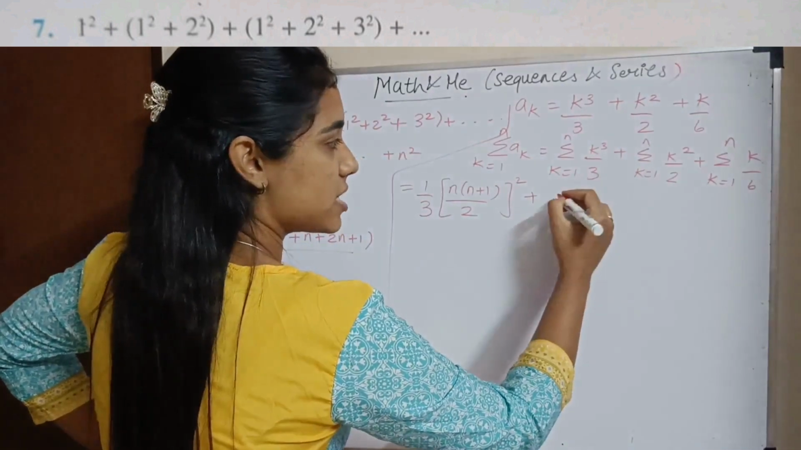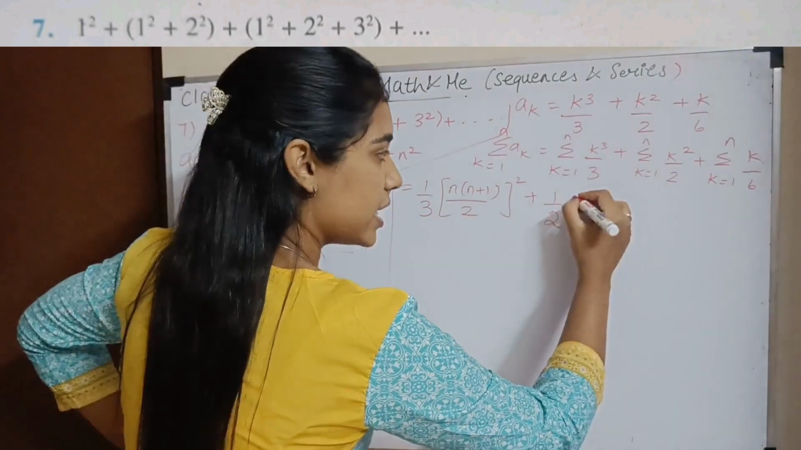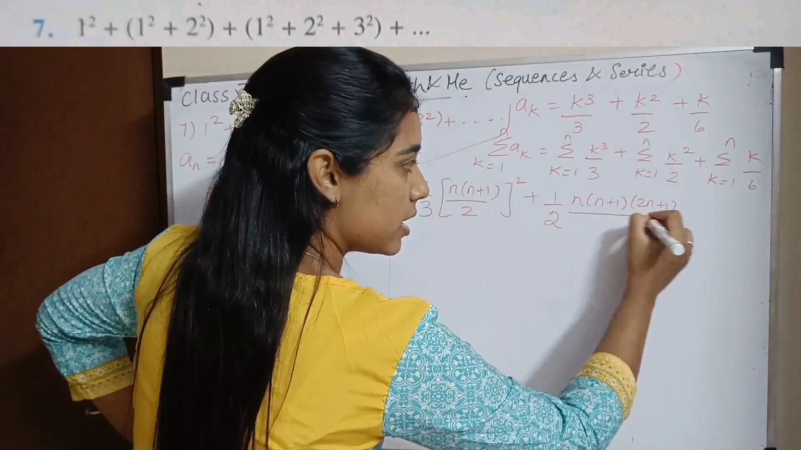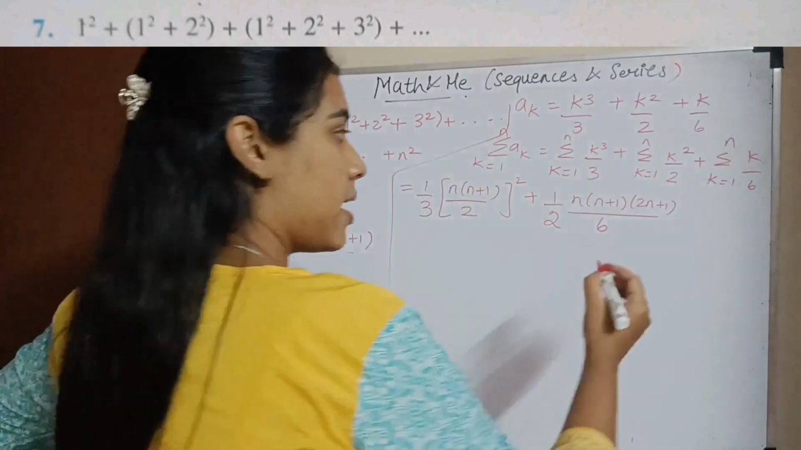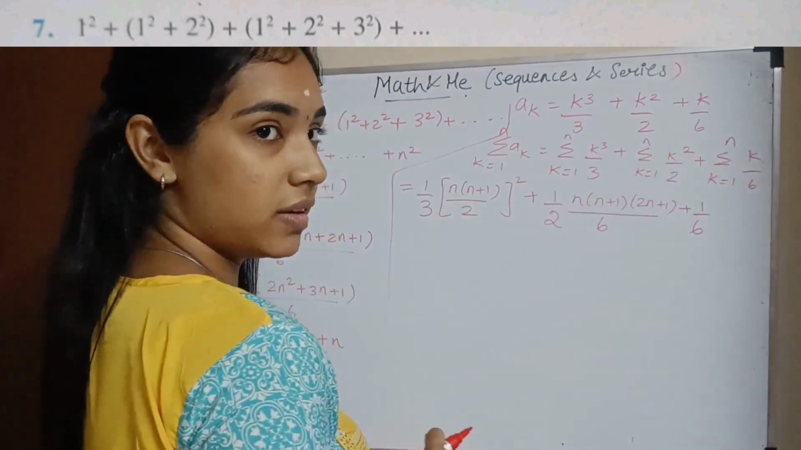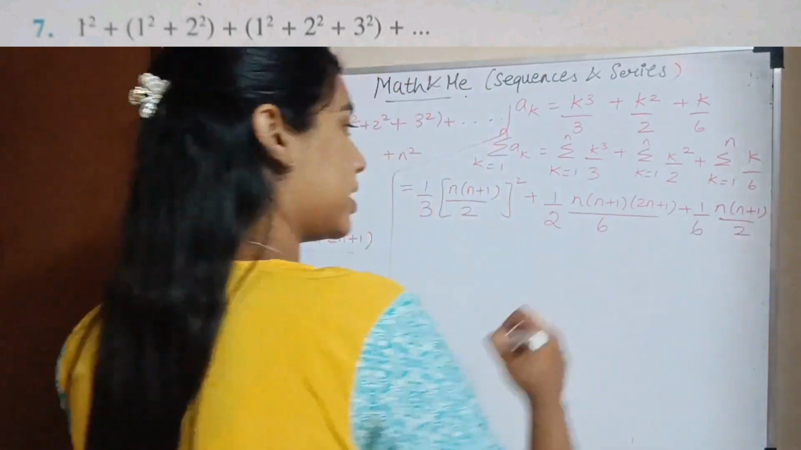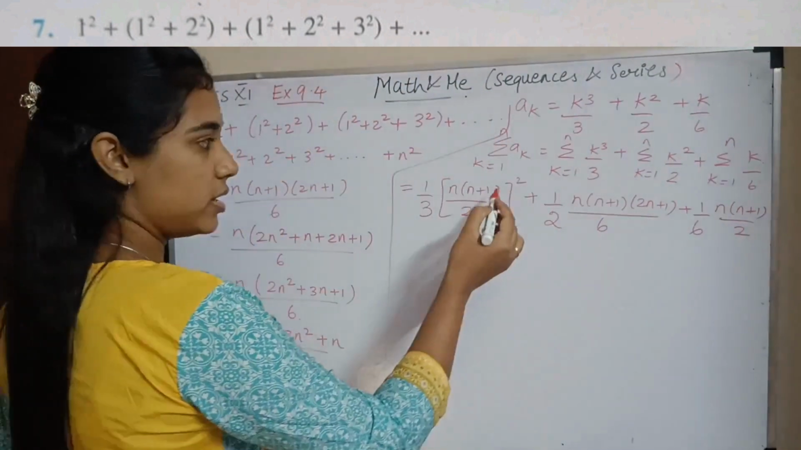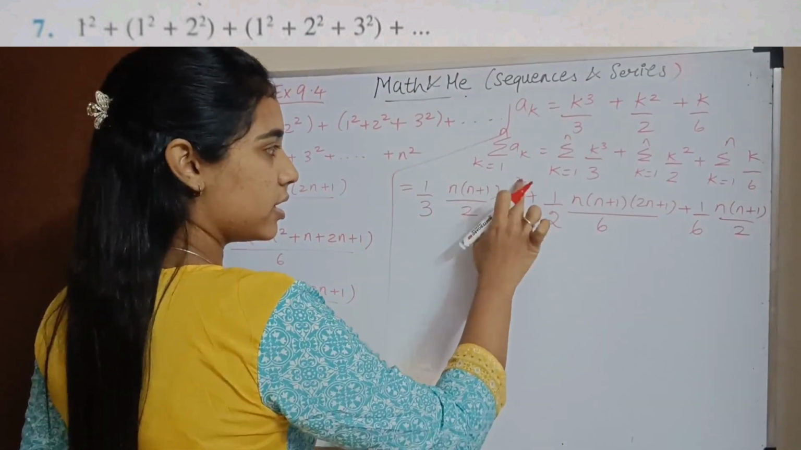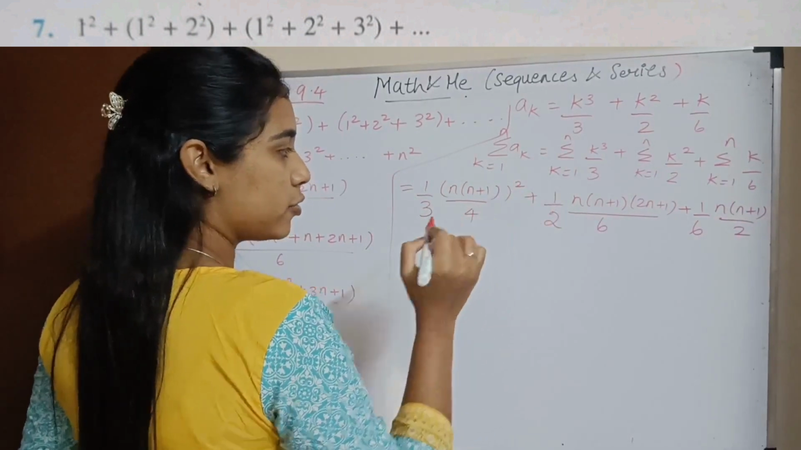Plus I am taking the constant outside. I have 1 by 2 times the summation of k square, which is n into n plus 1 into 2n plus 1 divided by 6. Plus, I am taking the 1 by 6 outside. What is my summation of k? n into n plus 1 by 2. So, n into n plus 1 divided by 2. Okay. So, when I open this bracket, what do I have? I remove this bracket. I have n into n plus 1 the whole square divided by 4.